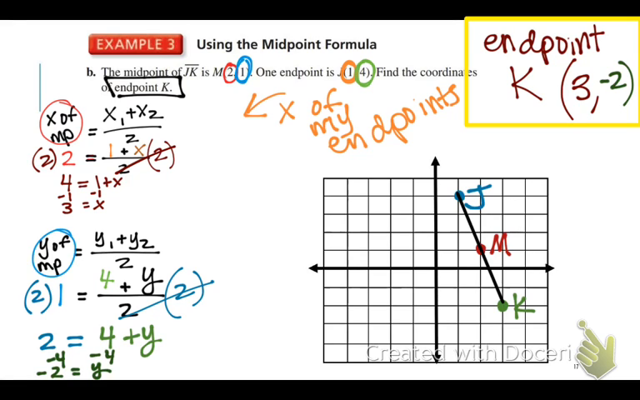We're going to practice both tomorrow as well as do the distance formula. This is where we're going to stop.